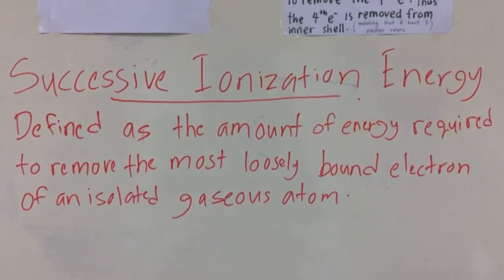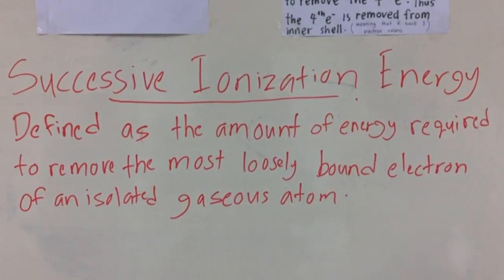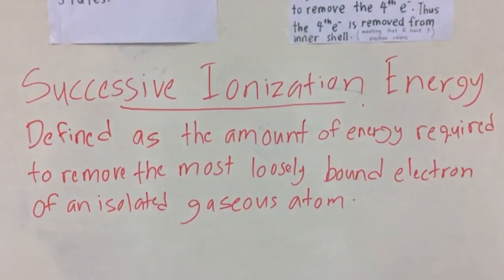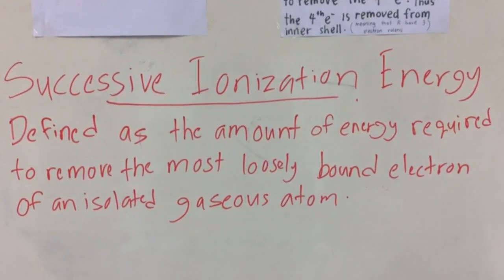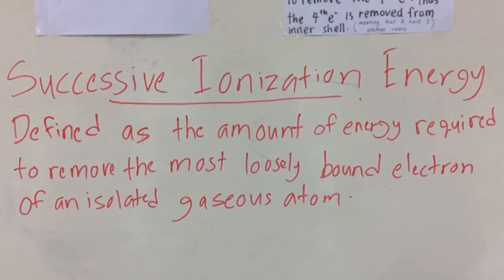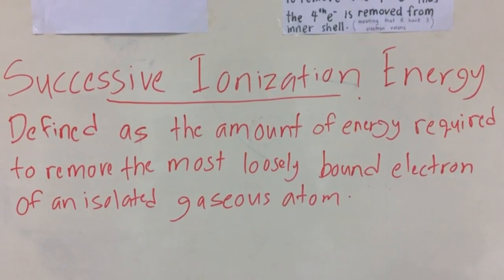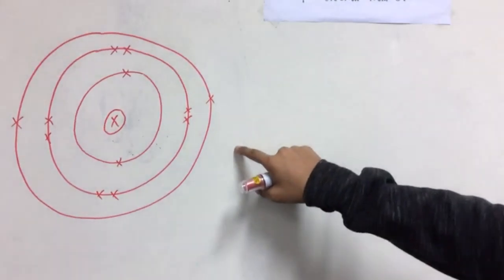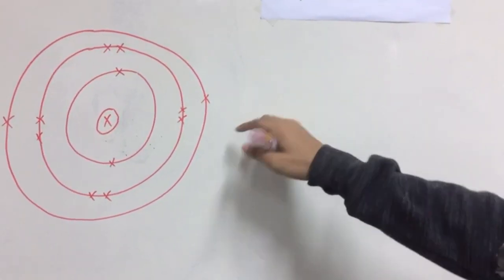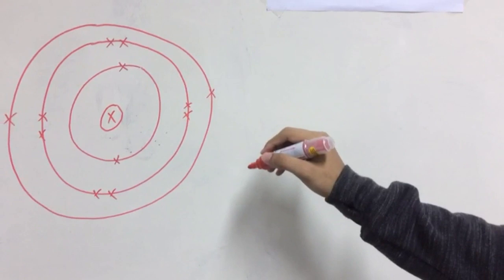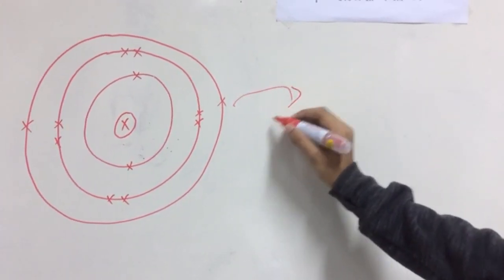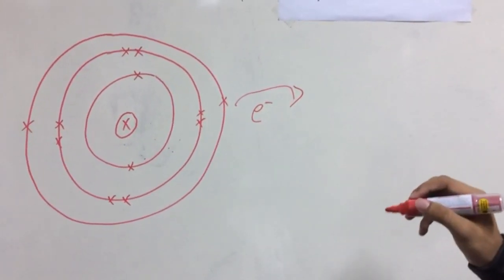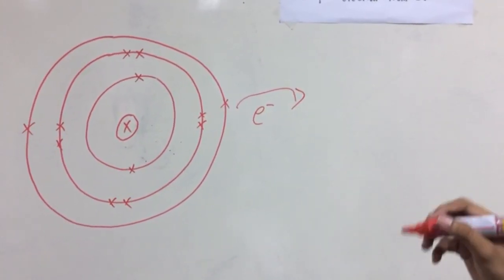Okay, today I'm going to explain successive ionization energy. But first we have to know what ionization energy is. Ionization energy is defined as the amount of energy required to remove the most loosely bound electron from the gaseous atom. From the example, we can see that when the first electron, the most loosely bound electron, is removed, the amount of energy required is less than the energy required to remove the electron in the next successive shell.